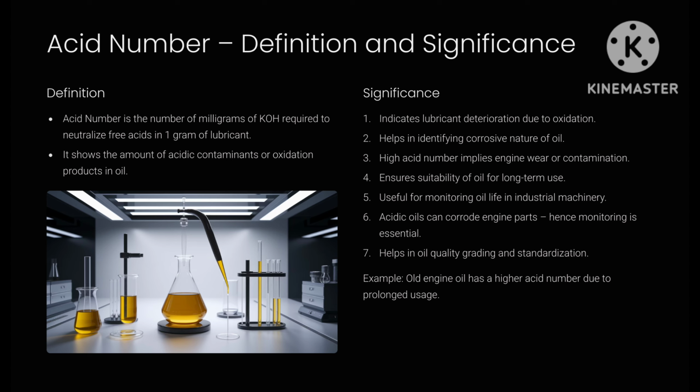This is very important because high acid numbers show the oil is degrading or has been oxidized, possibly due to high temperature or aging. Such degradation can cause corrosion in metal parts, especially in engines and turbines. By monitoring the acid number, we can decide when to replace the oil to avoid damage. For example, engine oils that run for too long without change will have a high acid number.